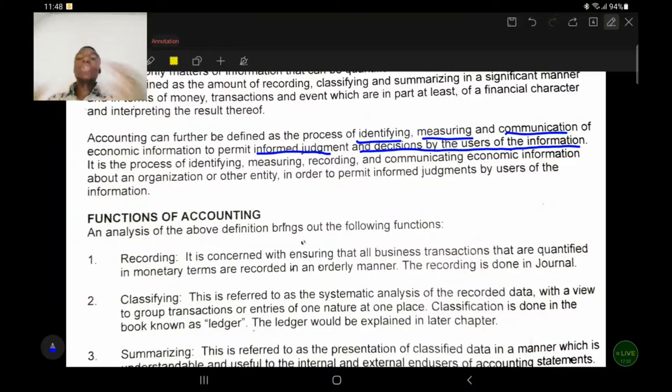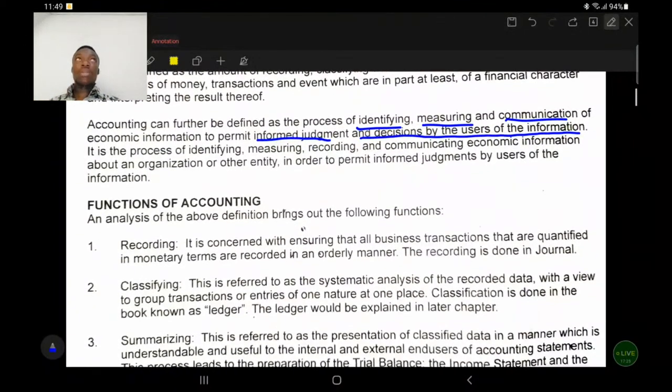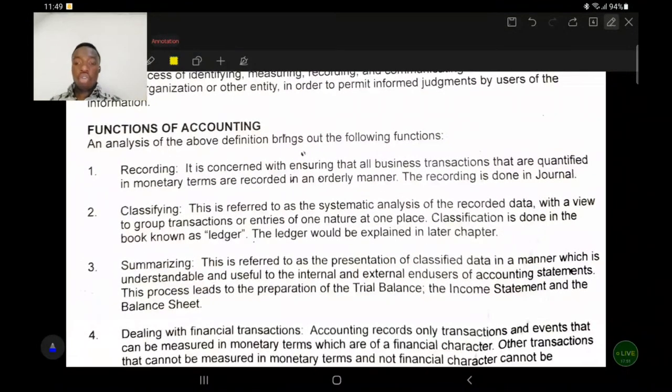So that is the whole issue in relation to accounting. We are talking about collecting information, recording it, and reporting it in a way that will give users an informed decision about the strengths and weaknesses of the organization, so that as an end user or an interested party, I may look at it and decide whether to be part of the company or not. So that's what accounting involves.